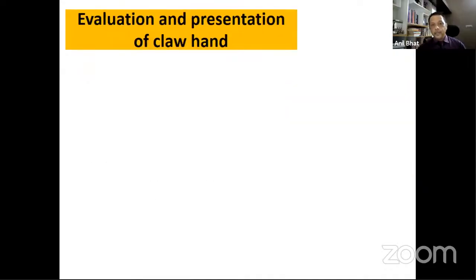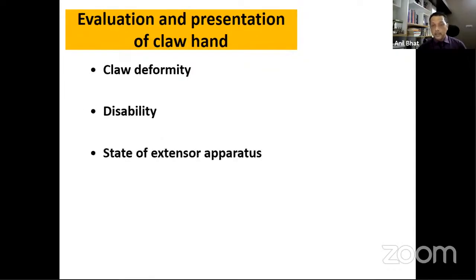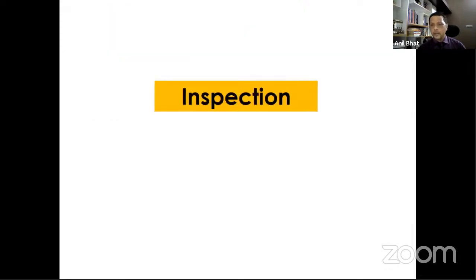So the evaluation of presentation of a claw hand during a case, we expect you to talk about the deformity, the disability, what is the status of the extensor apparatus, what is the status of the joints itself, because these are all helpful for your decision making and management. And of course, if there are any complications, and complications commonly are seen in Hansen's disease most of the time.